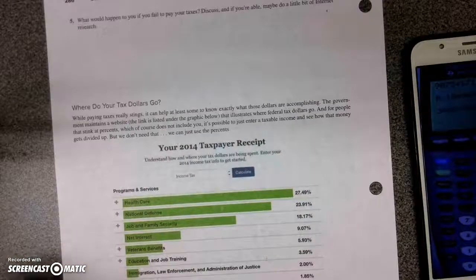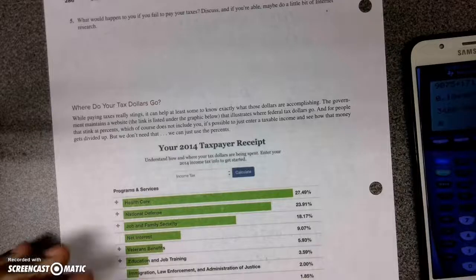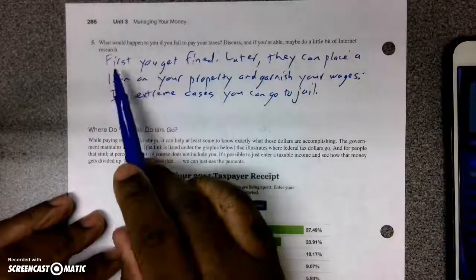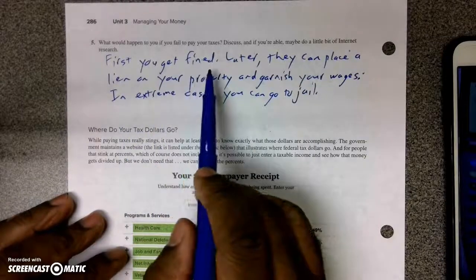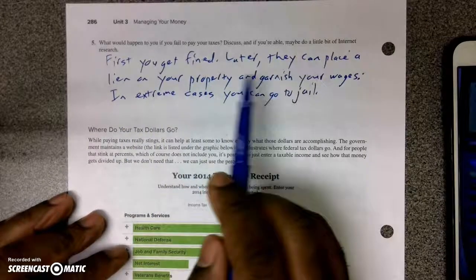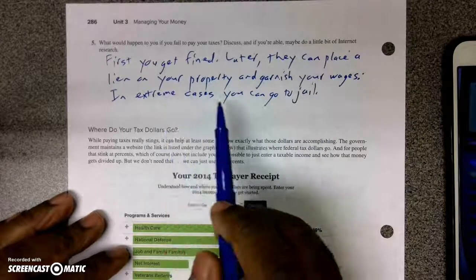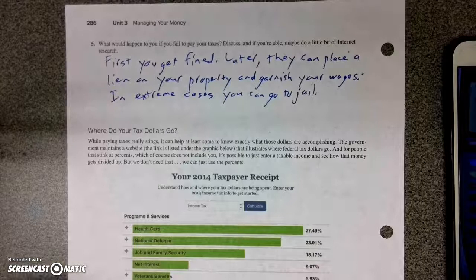Okay, so now we move on to problem number 5. It says, what would happen to you if you fail to pay your taxes? Discuss, and if you're able, maybe do a little bit of internet research. I went on and wrote this out. First, you get fined. Later, they can place a lien on your property and garnish your wages. In extreme cases, you could go to jail.